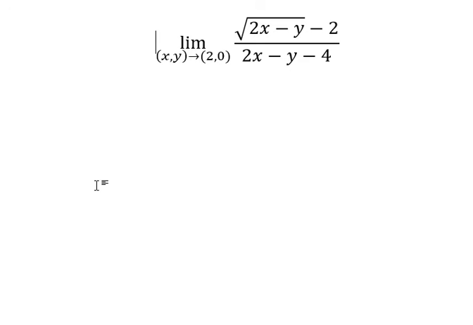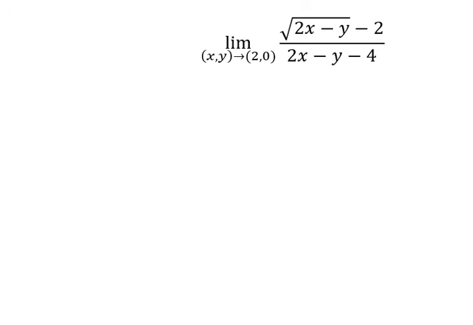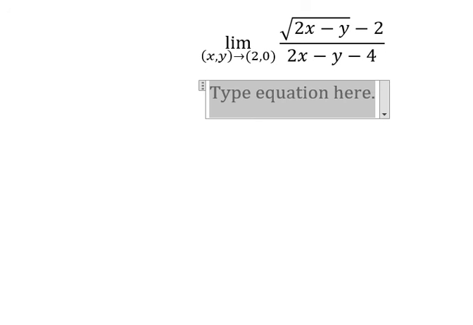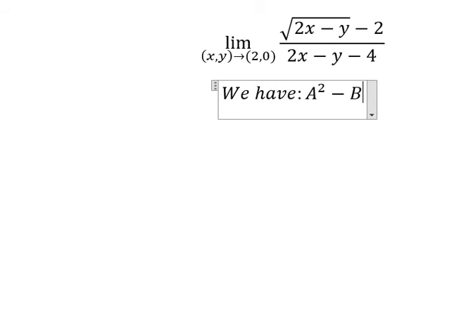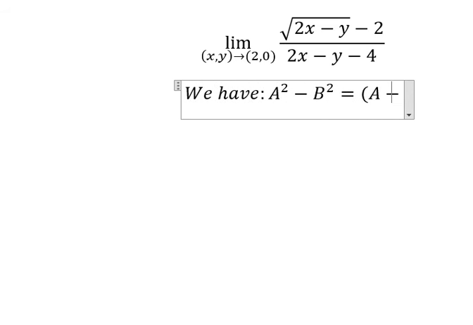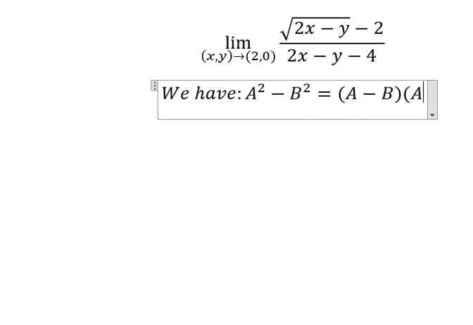The topic today is about limit. So now I want to show you how to answer. We have the formula in here. That is about a² − b² = (a − b)(a + b).